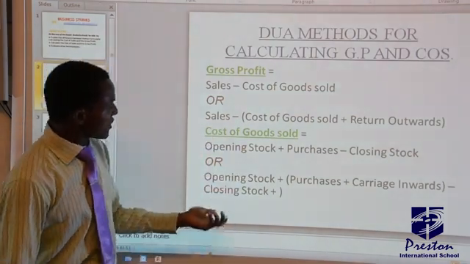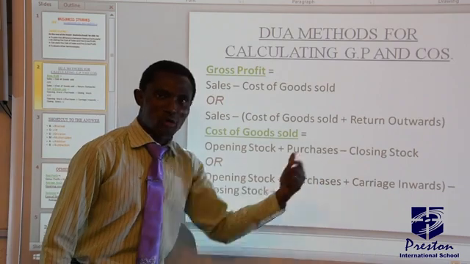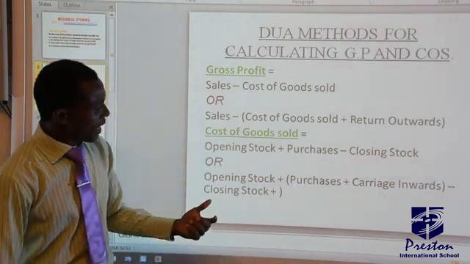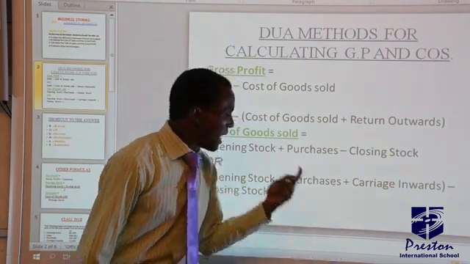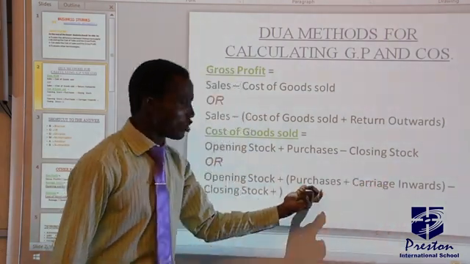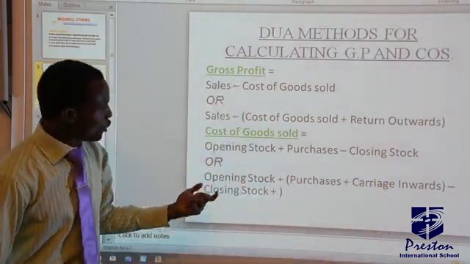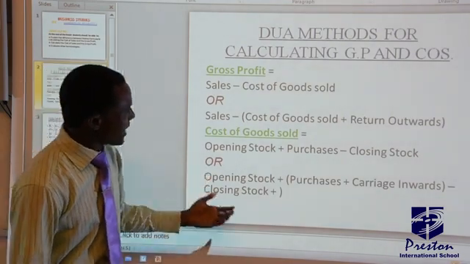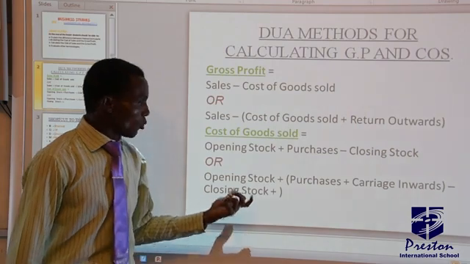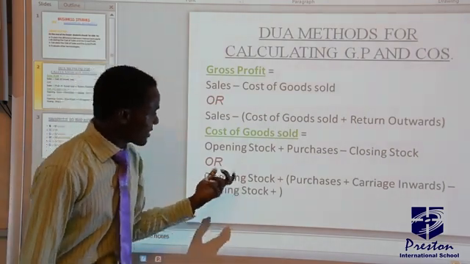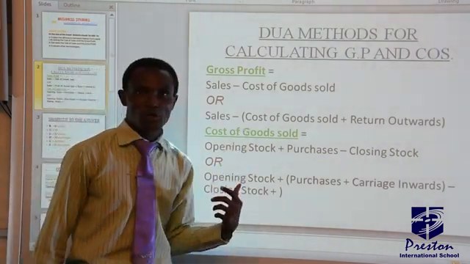The formula says opening stock plus purchases minus closing stock. But in a situation whereby among the items given to you, you have the carriage inwards, ensure you add your carriage inwards to your purchases. And likewise, you also remember to add your returns outward to your closing stock, which gives you the second formula for calculating the cost of goods sold.